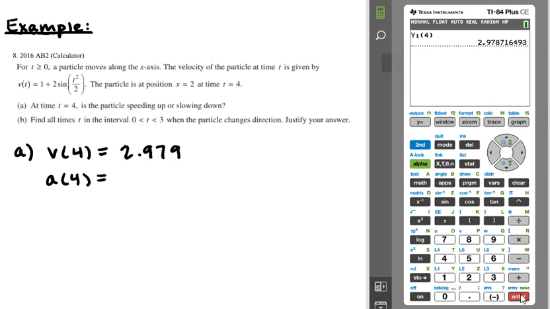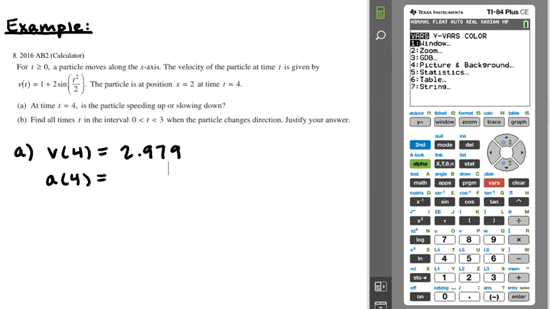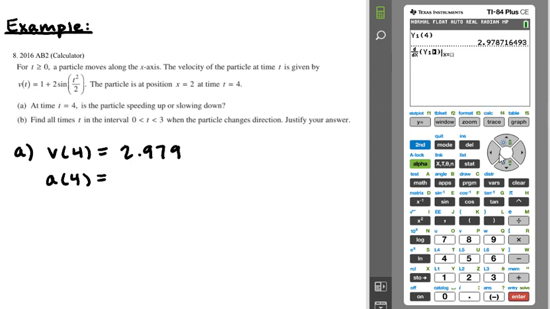All right, and then I'm going to find a of 4 by finding the derivative of v at x equals 4, or at t equals 4. So I'm going to use math 8. Derivative with respect to x of Y1. And I'm going to get my Y1, because I'm taking the derivative of Y1. Y1 at the point where x is equal to 4. Okay, you don't have to use the t. Okay, and that's negative 1.164.